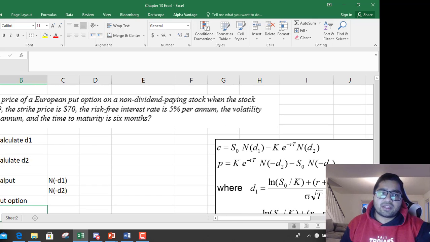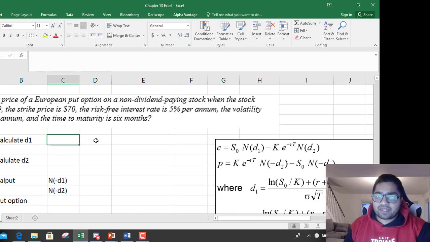So before that, what is given? The price of European put option on a non-dividend paying stock when the stock price S0 is given 69. So S0 is 69. Strike price 70. So K is 70. Risk-free rate is 5% per annum. Volatility is 35%. So sigma and R are given. R is 5%. Sigma is 35%. Time to maturity is 6 months. So 6 months is 6 divided by 12. So 0.5. So first we'll calculate D1, then D2, then we'll calculate N(D1), N(D2), then we'll calculate put price.